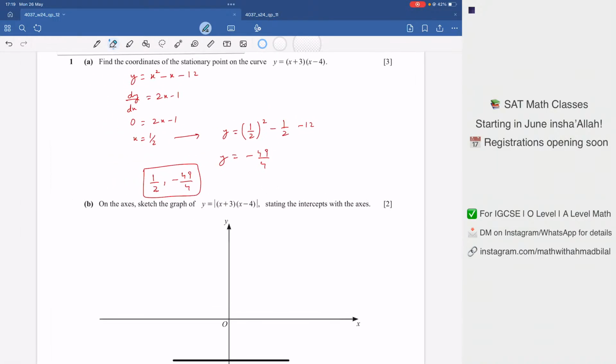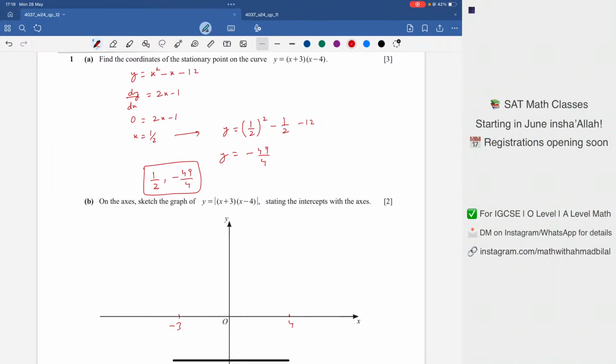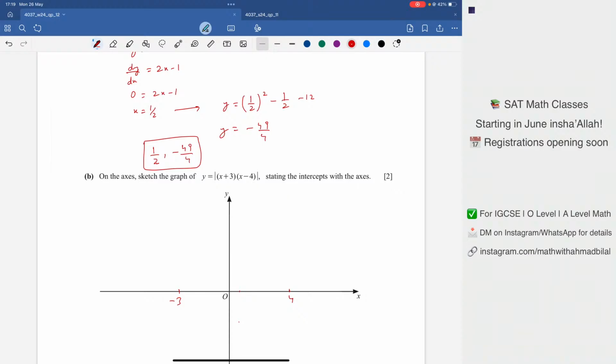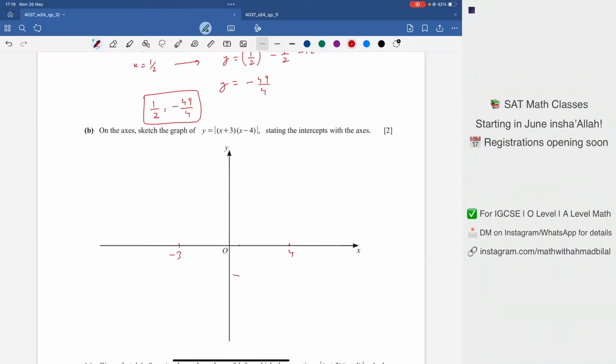First of all, think about the standard quadratic function. We know the turning point is at 1 over 2 and minus 49 over 4. And we know the x-intercepts as well. What are the x-intercepts? Minus 3 and plus 4. You put y equal to 0, you get minus 3 and plus 4 from that. You could mark this point as minus 3. On the right side, you can mark this point as 4. These are the x-intercepts of that graph. It's going to be a U-shaped graph, the original function, and its turning point is at 1 over 2. So it would look something like this. That would be the standard quadratic function.